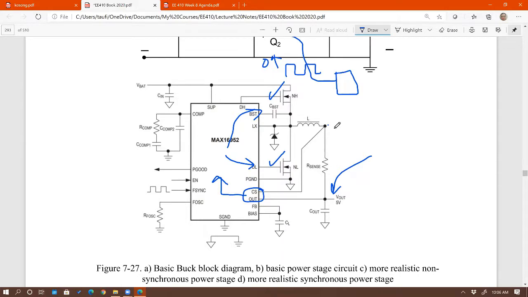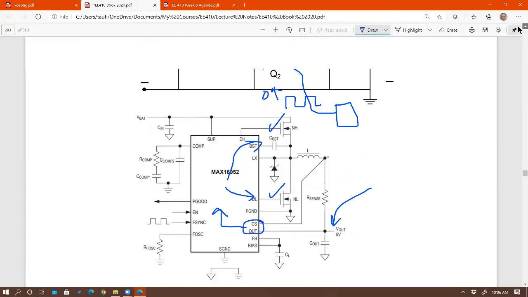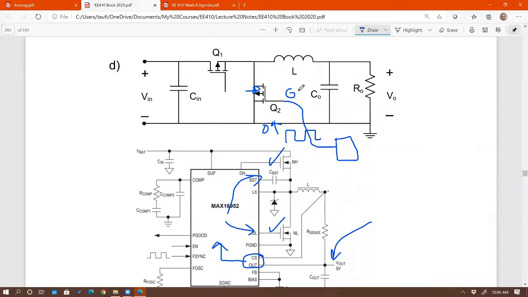Okay, and this has to be synchronous, right? That's the reason why this is called a synchronous buck, because the switching signal has to be synchronized between these two MOSFETs. Meaning, if the top one is on, the bottom one must be what? Off. You cannot have the two on at the same time. Go ahead and try that. You're going to get a short across the input, right?